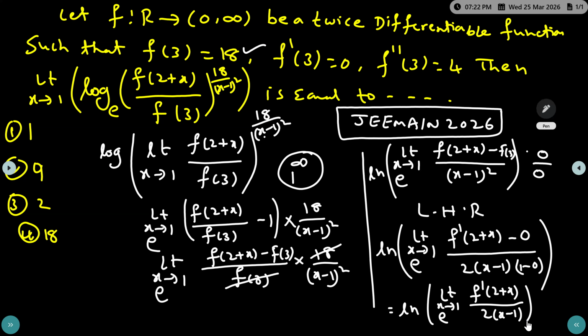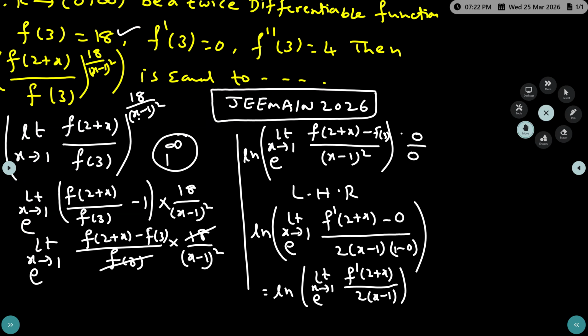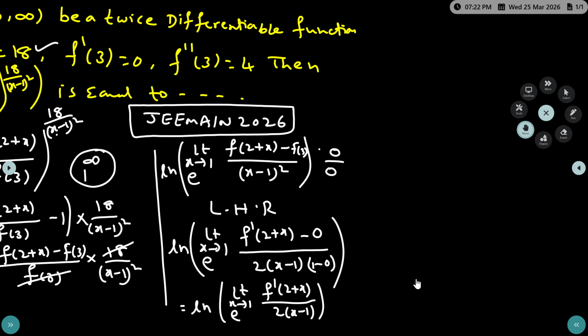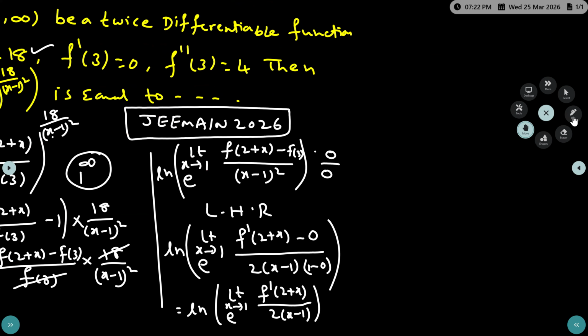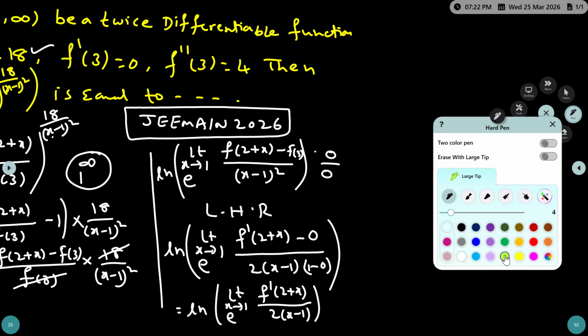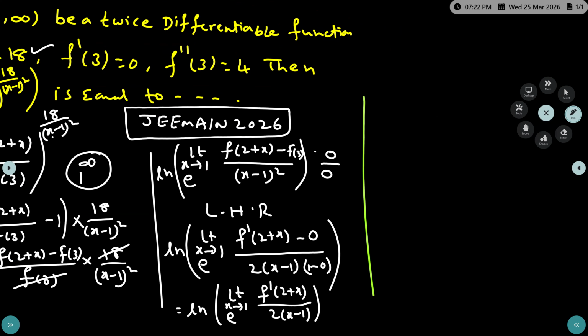Again, if you put x = 1, what do you get? Let me check again. If you take x as 1, you get f dash 3. Check again, what is given for f dash 3? Given f dash 3 is 0. Okay. Again you are getting 0 by 0. For 0 by 0, you can go with the L'Hospital rule for a second time.